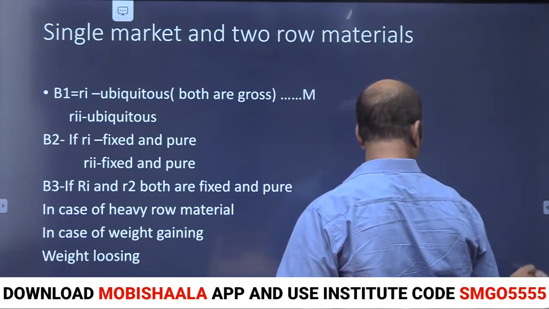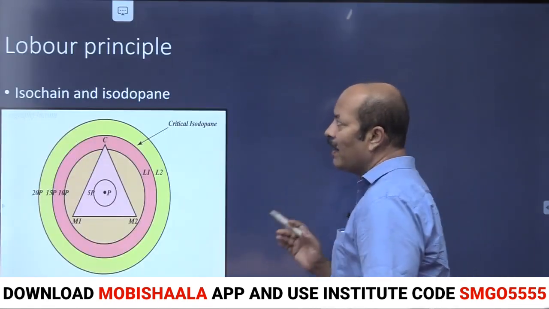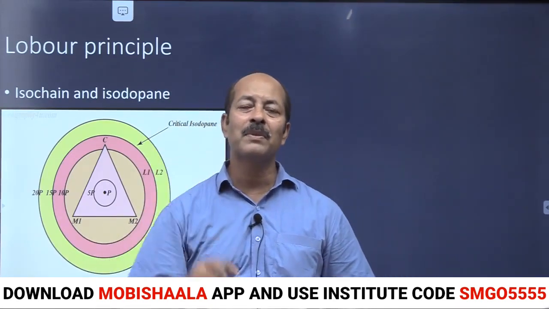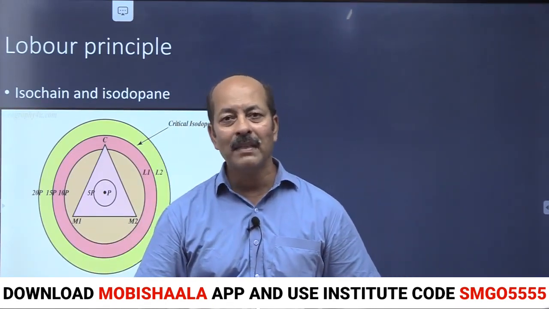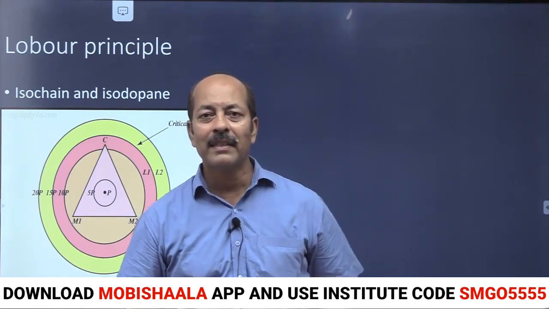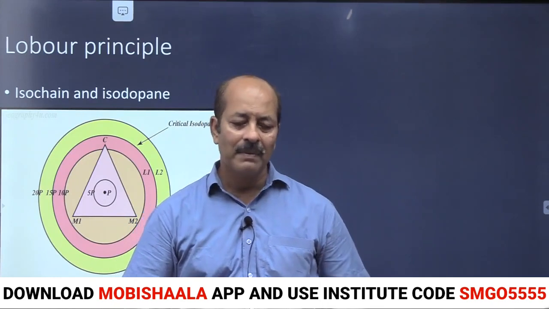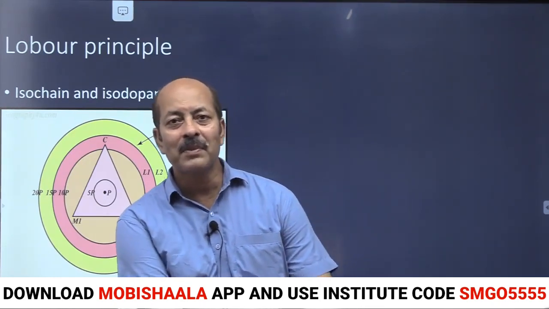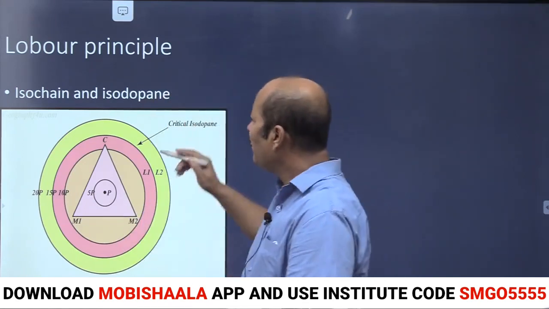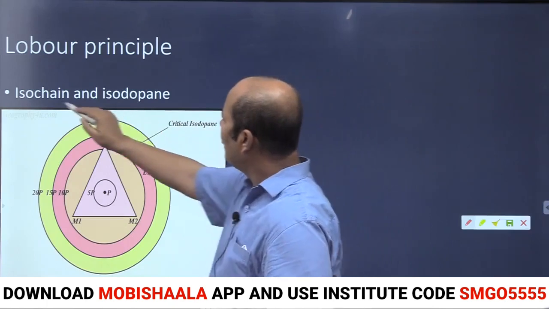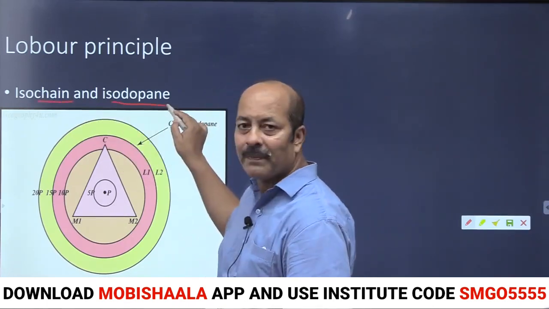Now come to the next concept area. We are talking about the labor principle. The first was the transport principle, then we have the labor principle. Transport and raw material are well connected, because heavy material will have more transport cost, light material will have less transport cost. Now for the labor principle, Weber used isochrones and isodapanes.